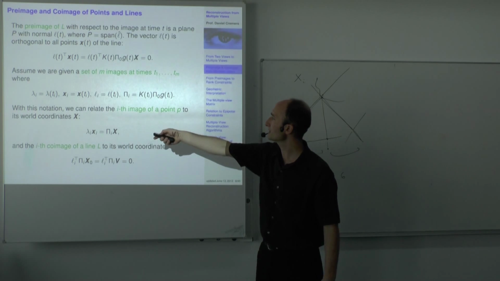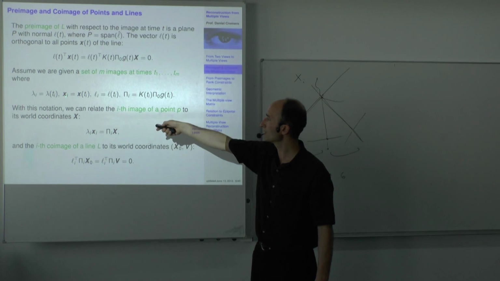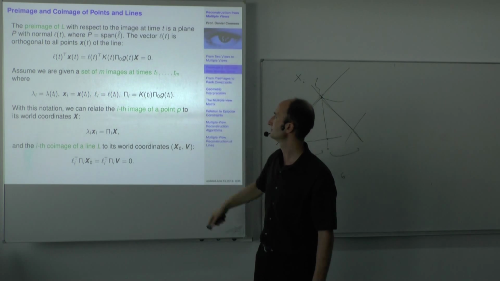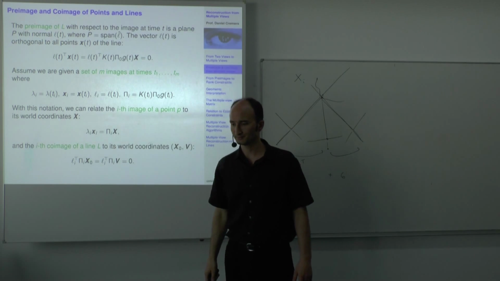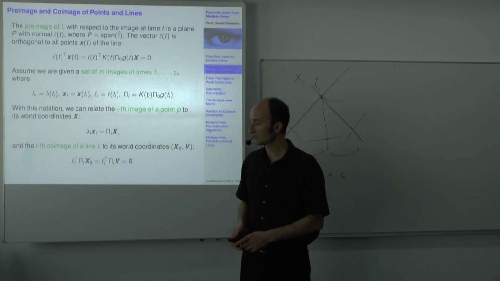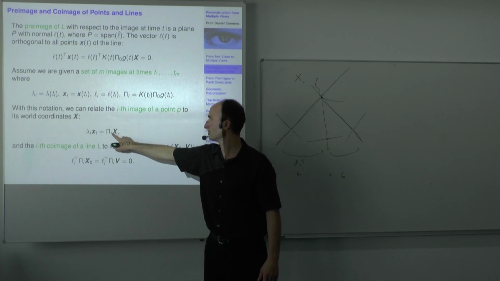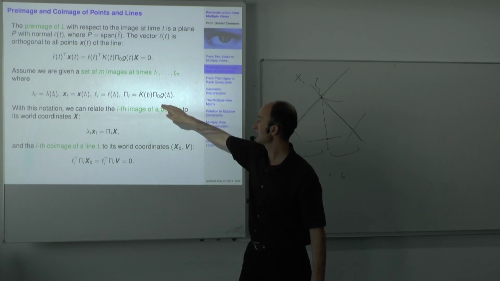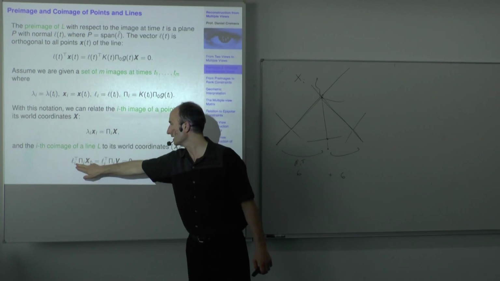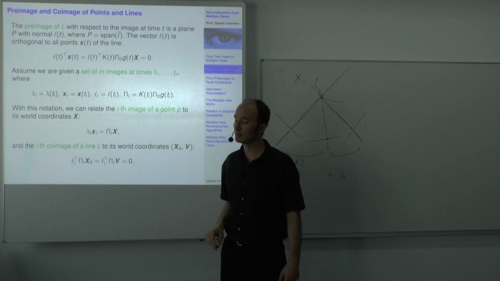And now to simplify notation a little bit, I will call lambda i the lambda at time ti, so that is the depth with respect to camera i. This is the coordinates in camera i, etc. And pi i is the projection onto camera i. And so in shorthand, lambda i times the 2D coordinates is the projection matrix times the 3D point, and once I insert that up here, I get that Li transpose pi i x0 must be 0, and Li transpose pi i v must be 0.